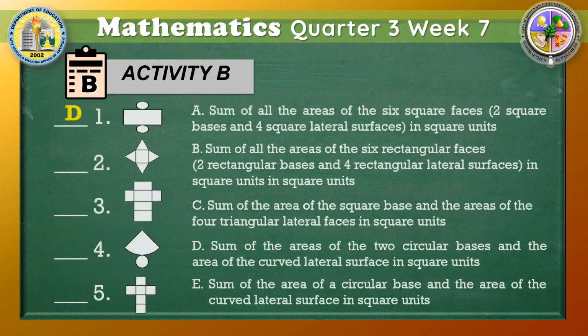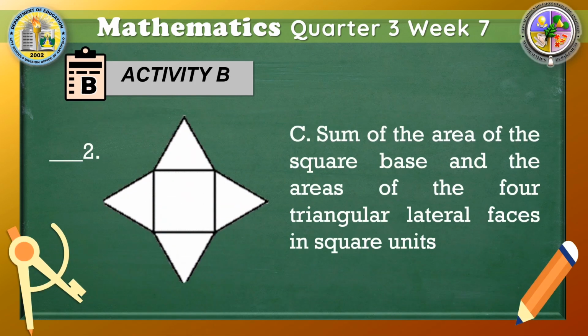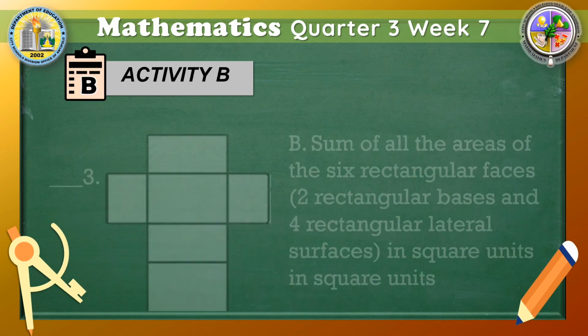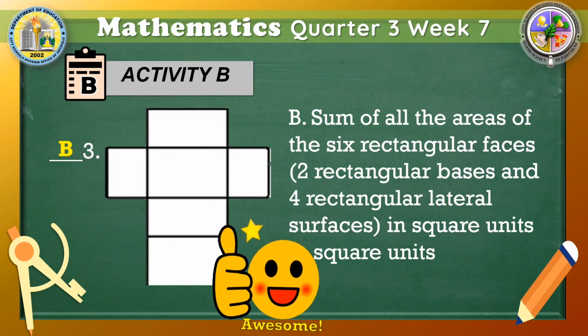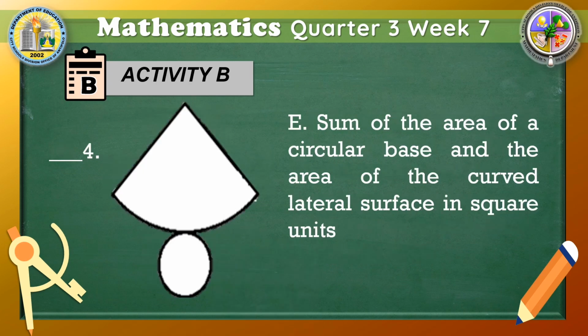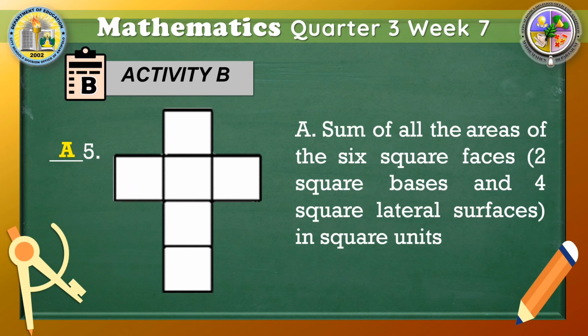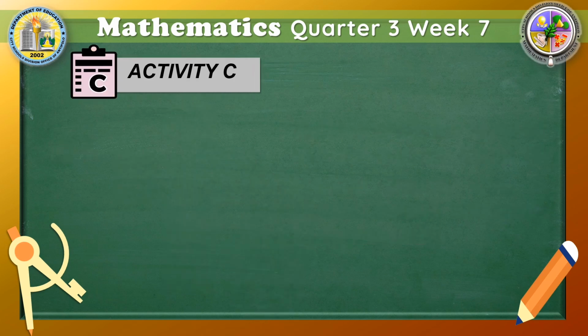Are you done? Time is up. Let's check your answers. Number 2, is your answer letter C? That's correct. In number 3, is your answer B? That's awesome. Is letter E your answer in item 4? You're right. In number 5, the answer is A. Did you answer it correctly? You did a great job! Did you have fun answering the previous activities? Now, we are down to the last activity.